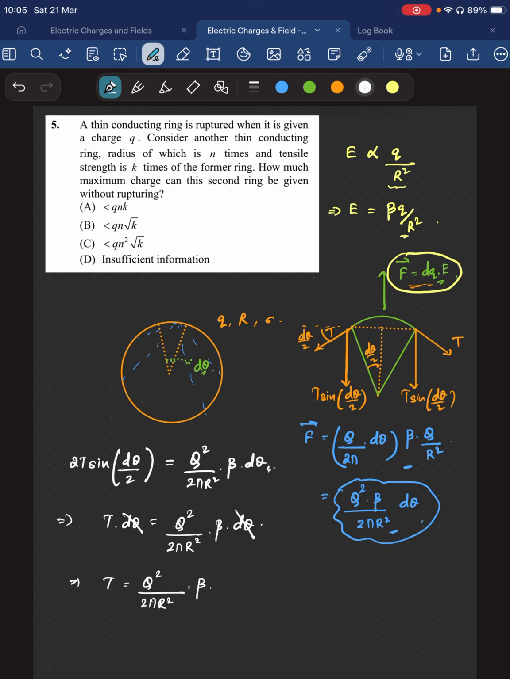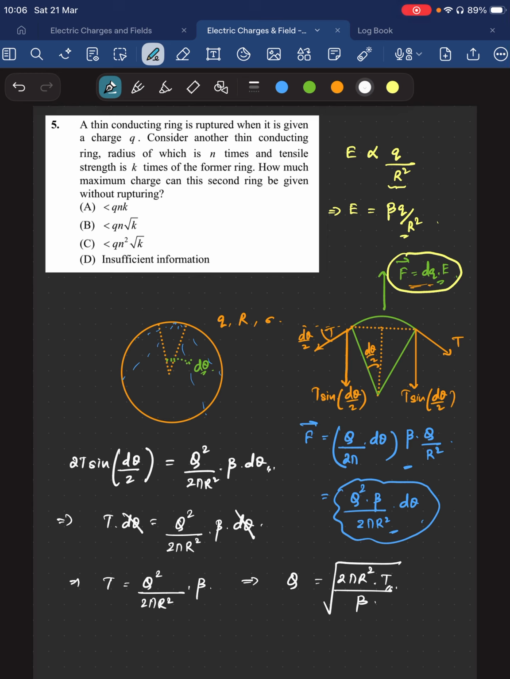So then how do I get the expression for charge? We can say q squared is equal to 2 pi r squared into T by beta, or q is equal to under root of 2 pi r squared into T by beta. So this is the maximum. So we got a rough expression for the maximum charge q which this ring can handle, and we have got that expression in terms of the maximum tension it can handle and in terms of the radius as well.